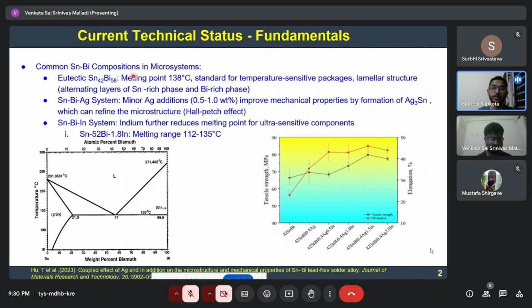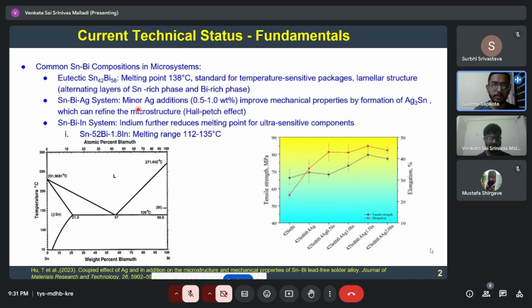So, the current technical status. First of all, the tin bismuth compositions which we are using in the microsystem domain come in majorly three varieties. First is the eutectic tin bismuth based alloy, which has a melting point of 138 degrees centigrade. This is a standard for temperature sensitive packages due to its laminar structure, with alternating tin rich phase and bismuth rich phase.